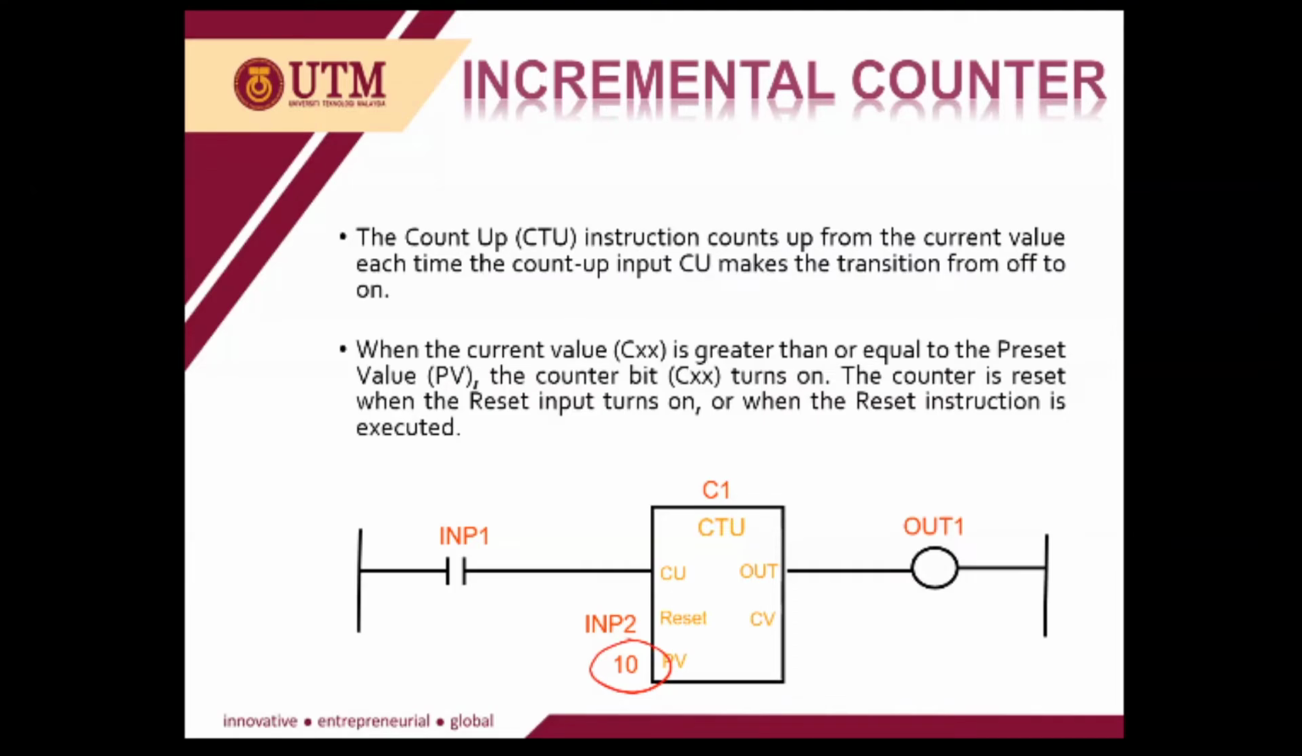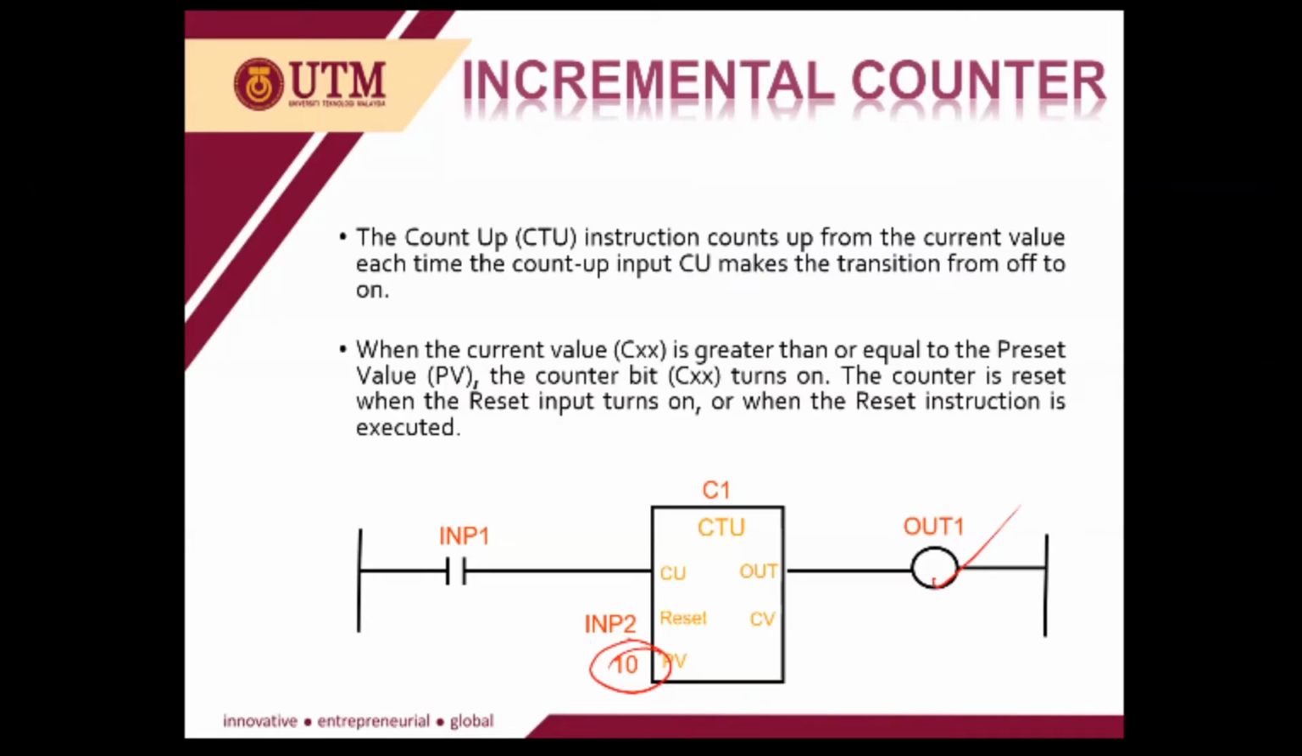For example, you press your input once. There will not be any output. 2, 3, 4, 5, 6, 7, 8, 9, 10. It counts the input 10 times, then only you will get the output. If you keep on pressing, 11, 12, 13, nothing will happen to the output. Once it reaches the set value 10, the output will be high.